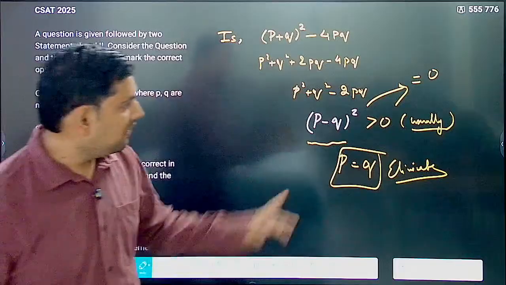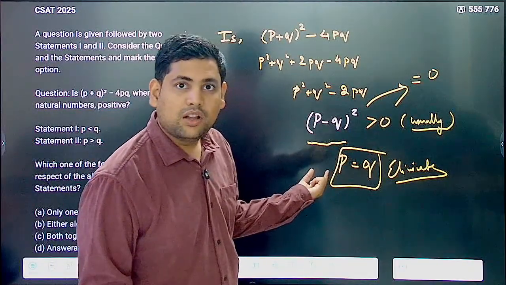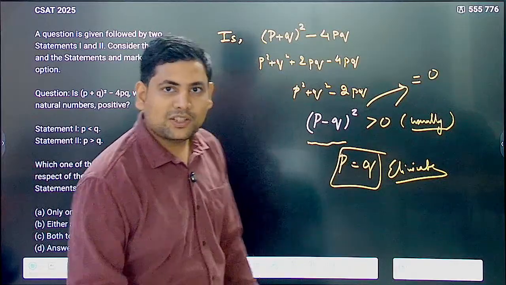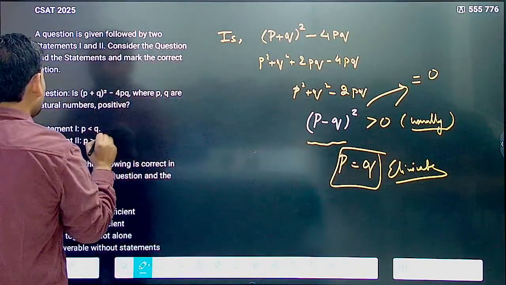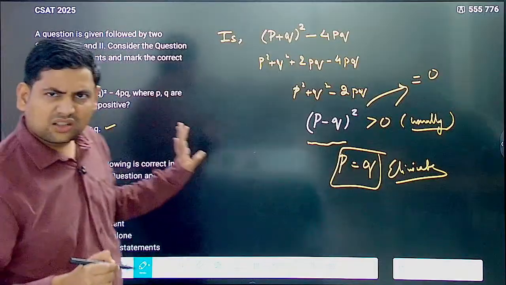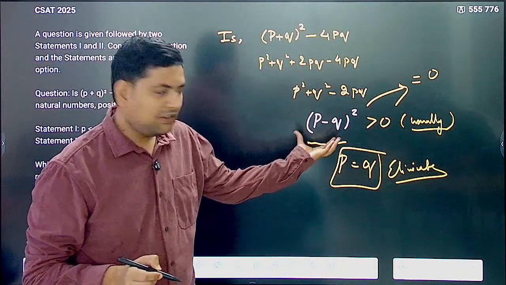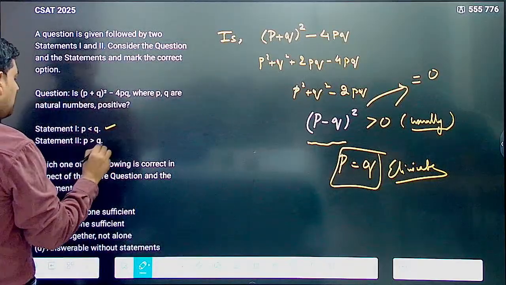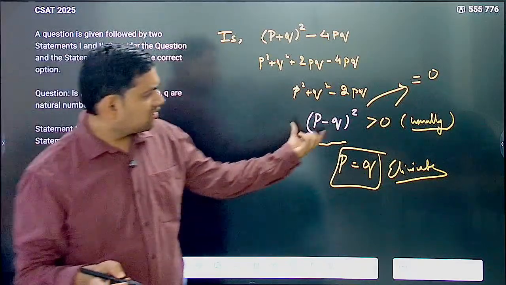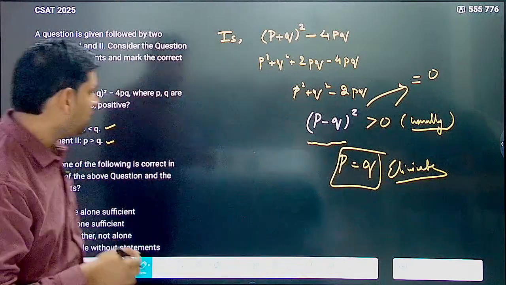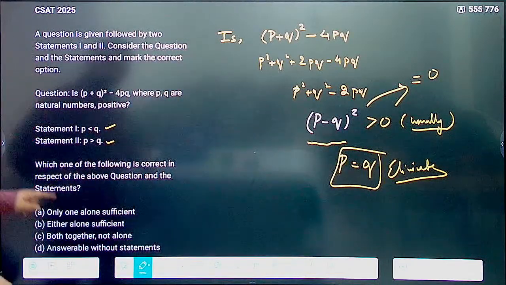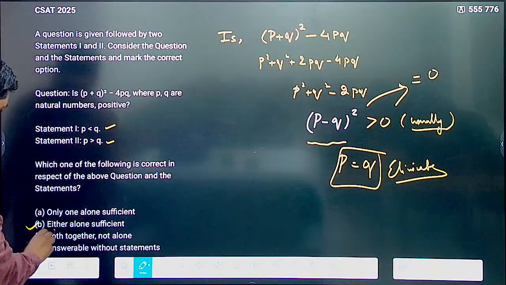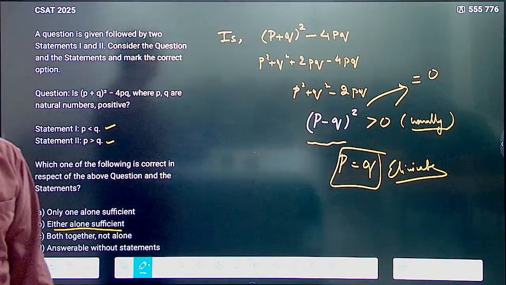It does not matter if p is greater than q or q is greater than p, but p should not be equal to q. That is the only condition. Now the first statement tells you p is less than q, works very well. It will give you some negative square, that is positive. Yes, so statement 1 is enough. Now p is greater than q, works, correct. Square again greater than 0, this also works. But you do need at least one of these statements. So answer becomes B, that is either alone is sufficient.